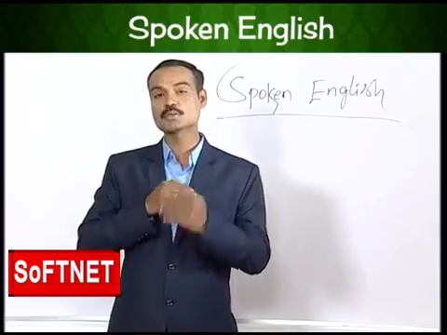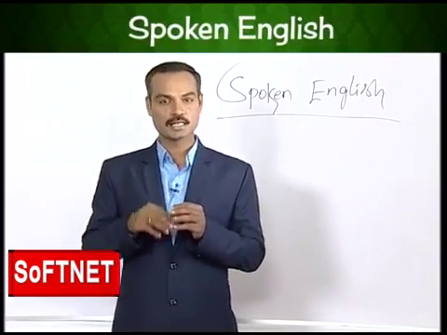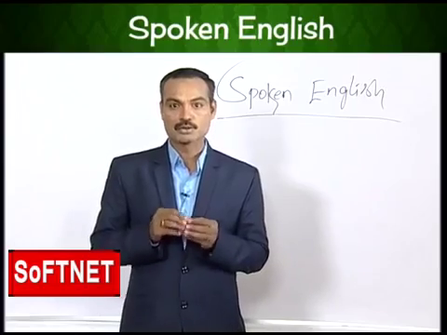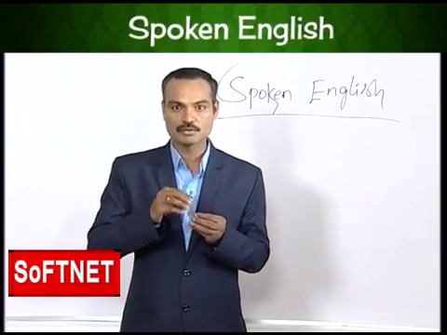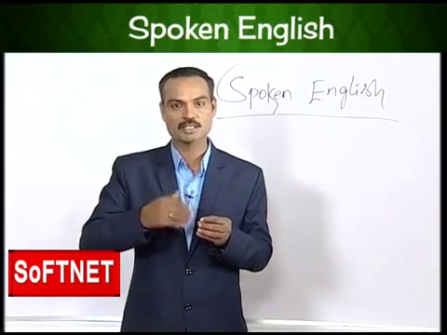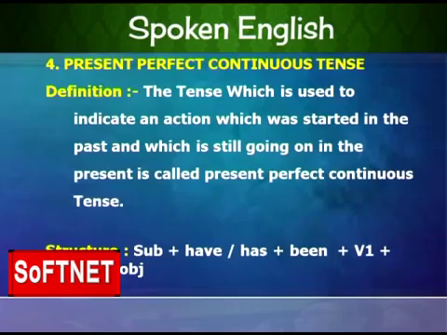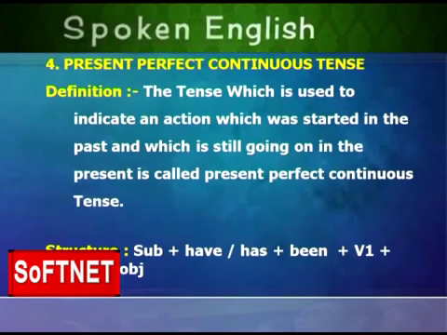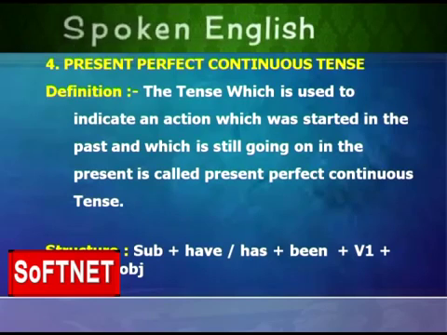Then when should we use present perfect continuous tense? See friends, present perfect continuous tense should be used to tell the works which you started in the past. Whatever the work you started in the past means it may be yesterday or last week or last month or last year. Whatever the work you started in the past, that work should be going on even in the present. Past started works should be going on in the present also. To tell such works, you should use present perfect continuous tense.